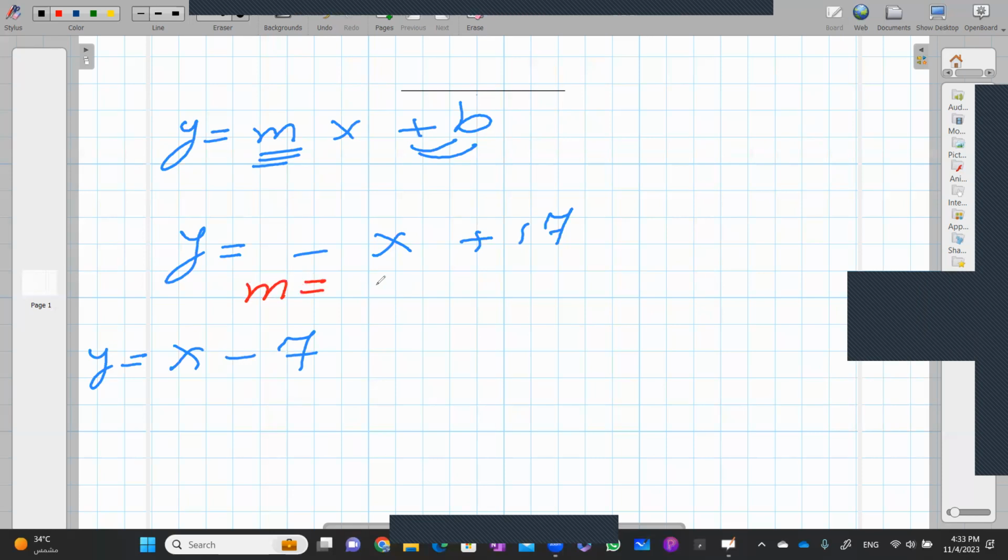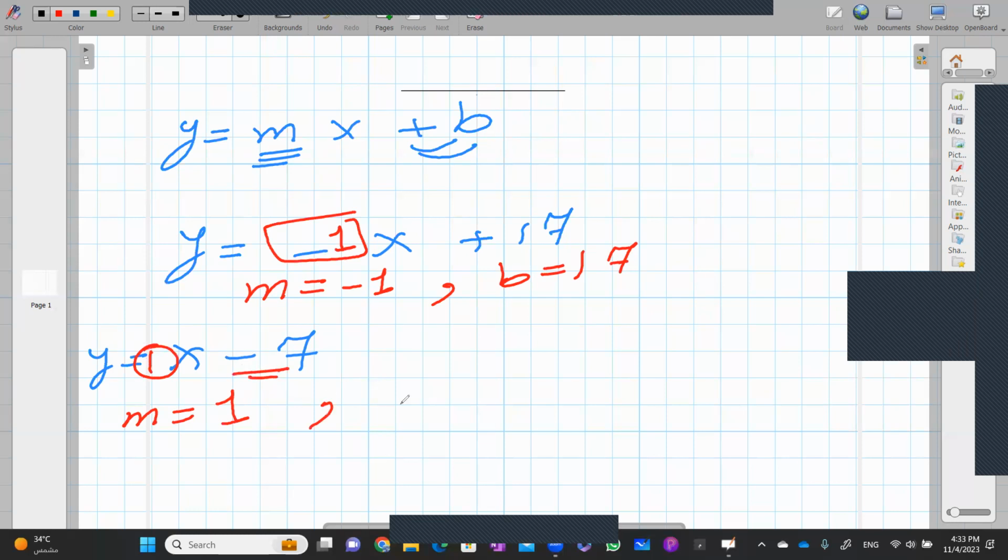Here slope equals what? Equals negative 1. The 1 is hidden here, and we write it. Then here m equals negative 1 and b equals 17. If I have here y equals x minus 7, then m equals 1, hidden here, and b equals negative 7.